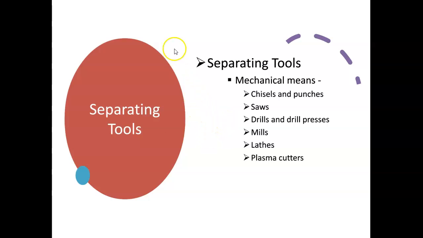So if we talk about some different separating tools, the mechanical means, of course, are chisels, punches, saws, drills, drill presses, mills, lathes, and plasma cutters. Most of those you're probably familiar with at this point, or have used at some point, with maybe the exception of the plasma cutter and the mills and lathes. Of course, if you are in the engineering tech program, you will get some hands-on experience using mills and lathes as well, and you've already gotten some practice using drills, drill presses, and saws in this class.